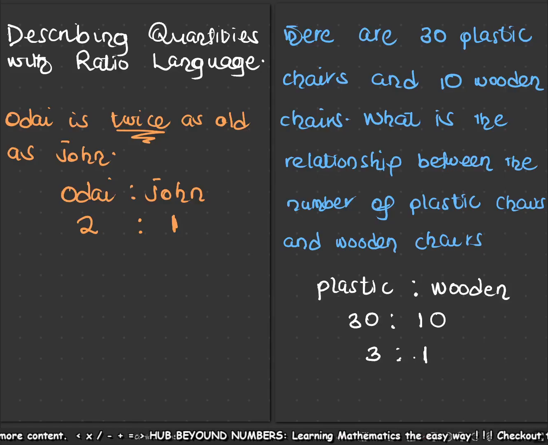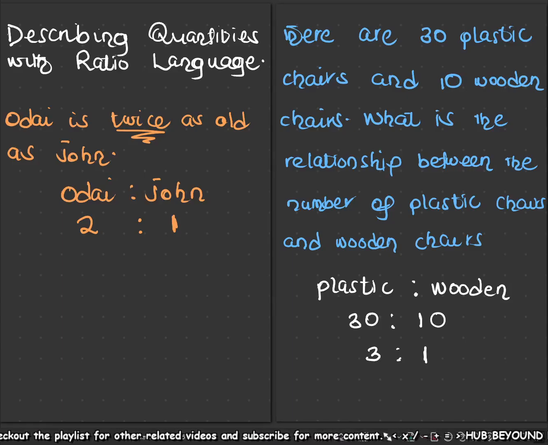3 is to 1, right? So if you want the relationship, what we are going to say is the number of plastic chairs is thrice as much as the number of wooden chairs. That is the relationship here. You see, the number of plastic chairs is what? Thrice, right? As much as what? The number of wooden chairs. Because for every wooden chair, you're going to get what? 3 times the plastic chairs, right? So that is that for this particular session.